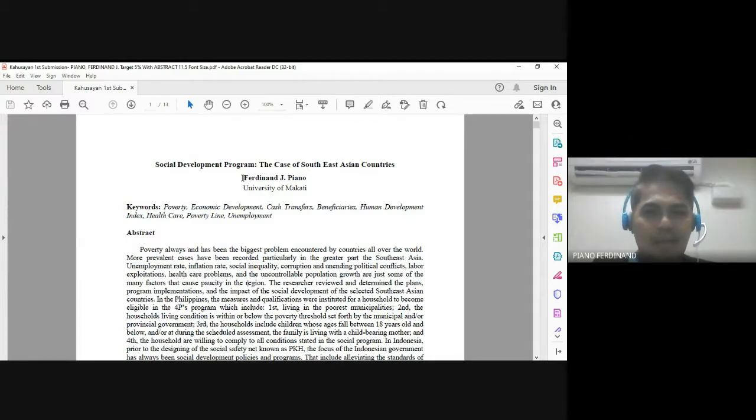Yung second na part is about the author. Okay. So yung author, tapos konting detalye tungkol sa kanya. So I guess you don't have to write everything here, kundi pangalan mo lang, at kung saan kang konektadong eskwelahan or universidad. Okay, the next part is the keywords. So in my research, ito po yung mga napili ko mga keywords.